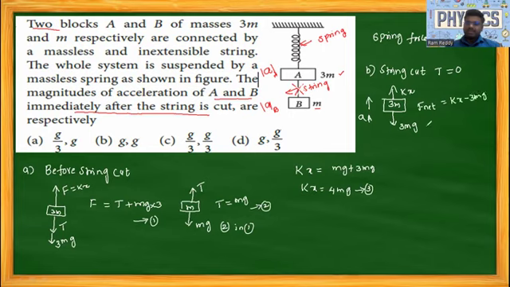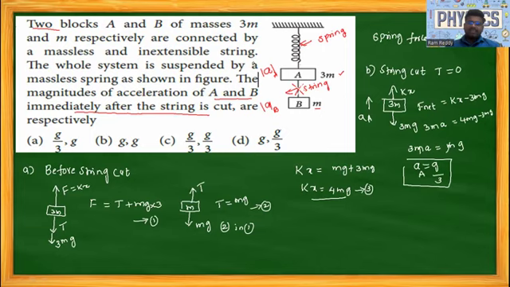And net force is what here? Mass into acceleration, so that is 3m into a. kx is how much here? 4mg. So 4mg minus 3mg. Then 3ma is equal to mg, cancel, a is equal to g by 3. So that is our first acceleration, of A.